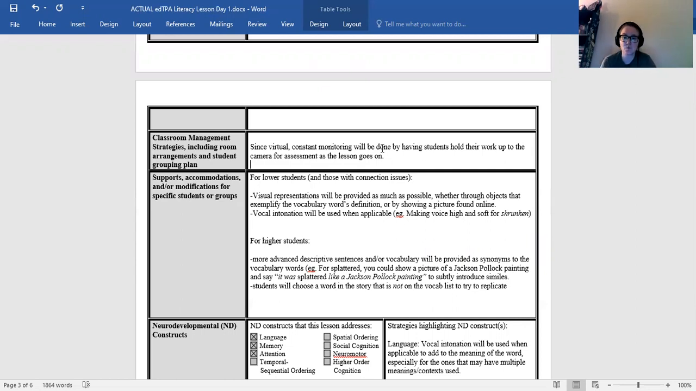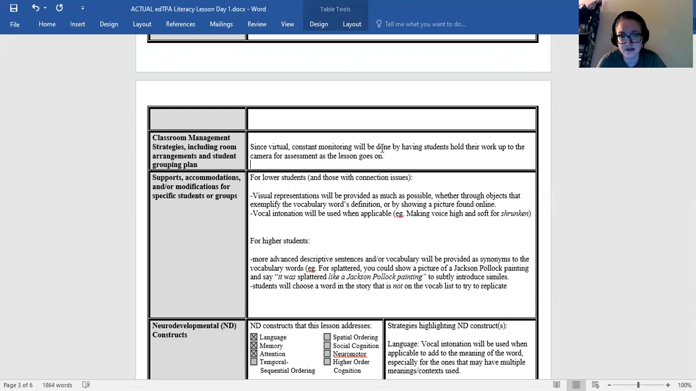All right. So visual representations will be provided as much as possible, whether through objects that exemplify the vocabulary word's definition or by showing a picture of it found online. These are really descriptive words. It's kind of hard to show a picture for recyclable. That's not like the symbol. It's hard to show a picture for frazzled. But those that can, like shrunken, that could be an image I could probably find, or maybe a little cartoon I can draw.